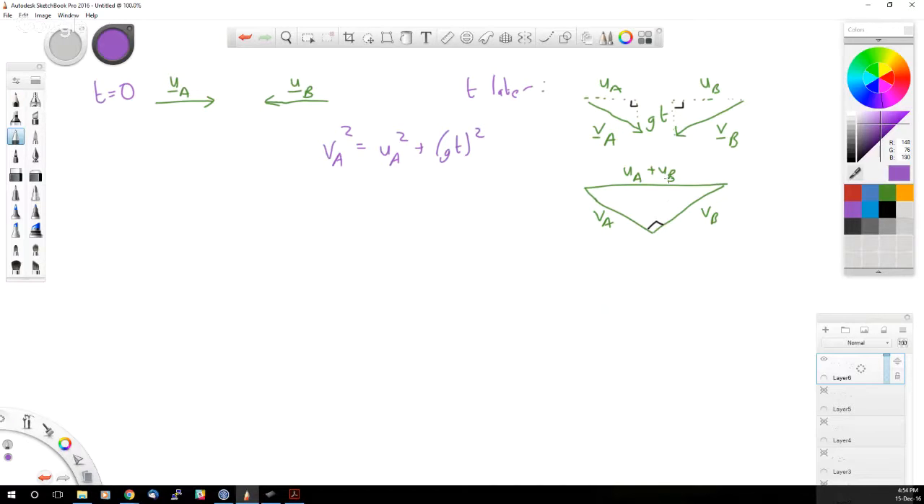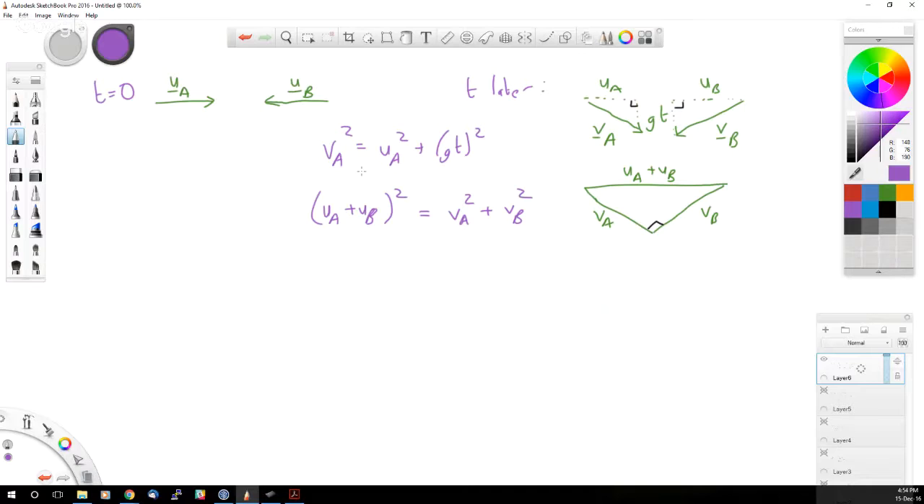And then further down here, you can see that the hypotenuse has a length of UA plus UB. Notice this is just the magnitudes of those speeds, not vectors. So that's (UA plus UB) all squared equals VA squared plus VB squared. And then you can write a similar equation to this one for VB using this triangle. And then you can substitute both VA and VB into here and solve for the time t.